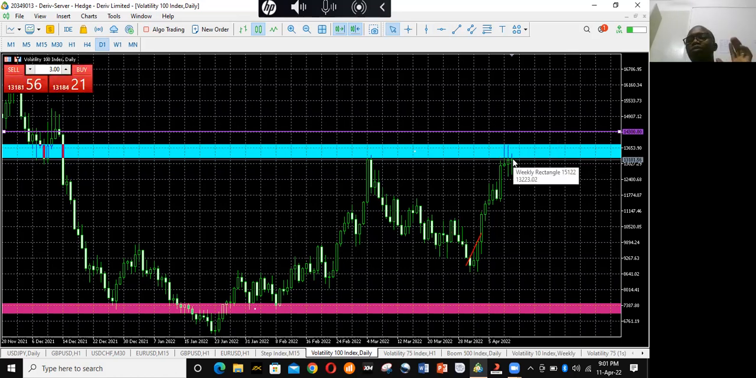Knowing that the price will not go beyond this price, because this price is a demand zone. It means the price of the market is very high, so the demand is limited. So that is why we have to sell here.